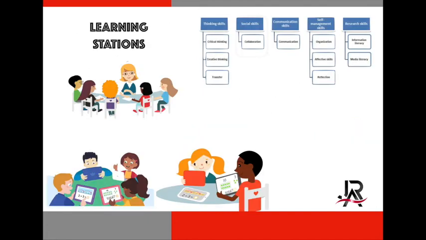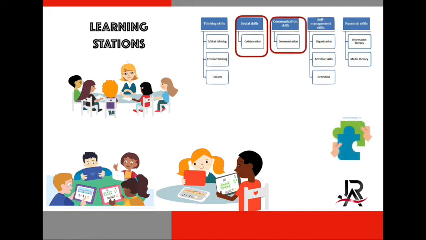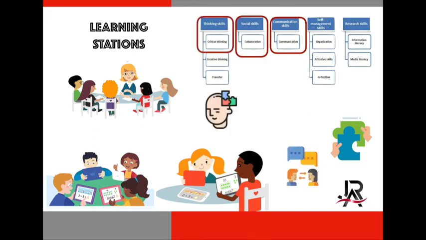When we employ this strategy called learning stations, we are giving students the opportunity to practice collaboration, which is a social skill. Students also demonstrate communication skills and critical thinking skills. But most importantly, in this strategy, we differentiate the learning for students and we meet them at the point in which they are in their learning process.